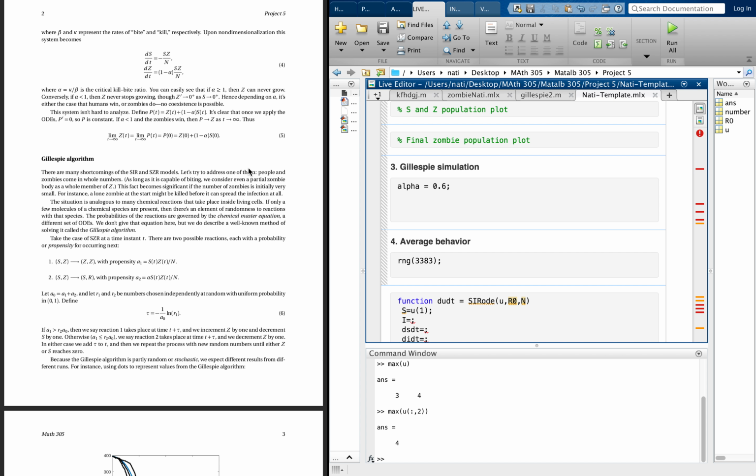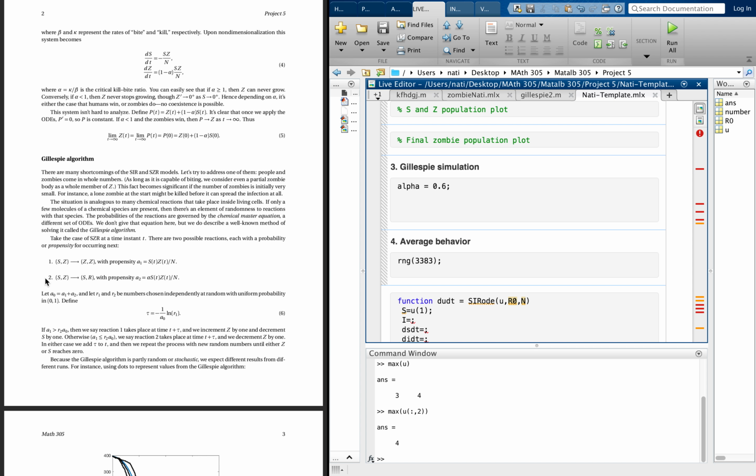Basically, what we do in a Gillespie simulation is we have two reactions. The first reaction we're going to say is one zombie and one human meet. What are the two possible outcomes? What are the two reactions that can occur? The first outcome is that the zombie wins the battle against the human, and the human becomes a zombie. So when a person and a zombie meet, the outcome is a zombie and a zombie. So you lose one person in S and you gain one zombie in Z.